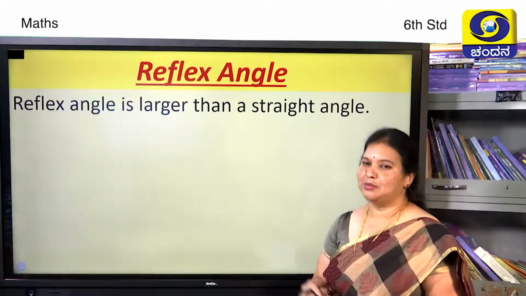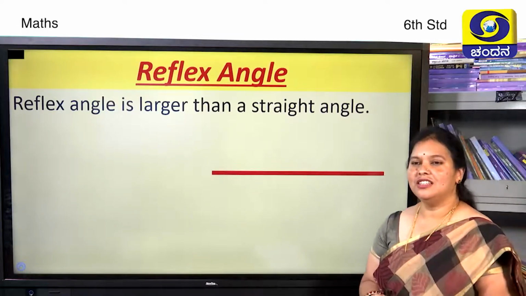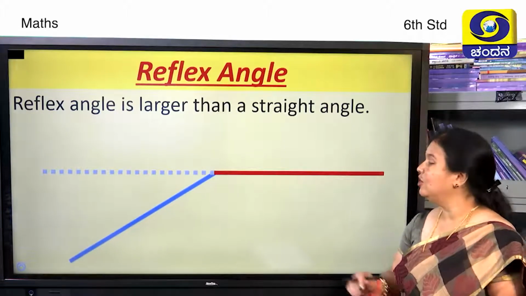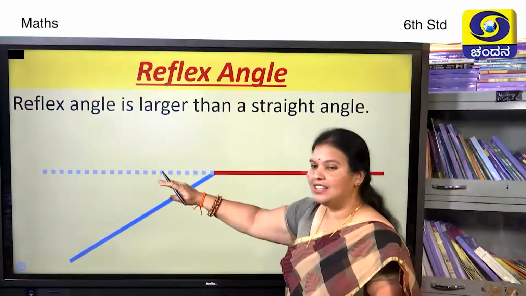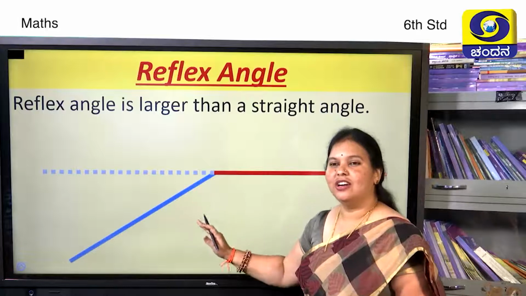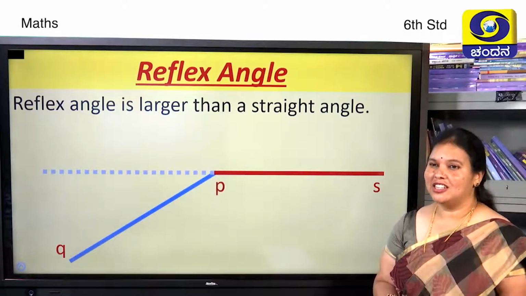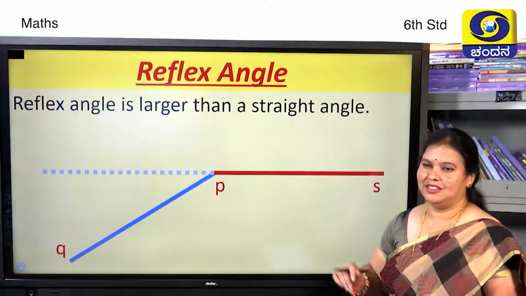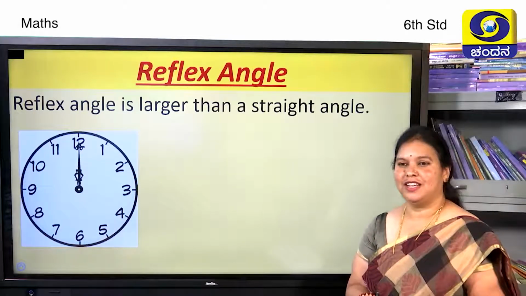Take down this for reflex angle. A reflex angle can be defined like this. A reflex angle is larger than a straight angle. So here we have two line segments. The angle greater than a straight angle and less than a complete angle is called a reflex angle. So a reflex angle is larger than a straight angle and less than a complete angle. Did you understand, children?